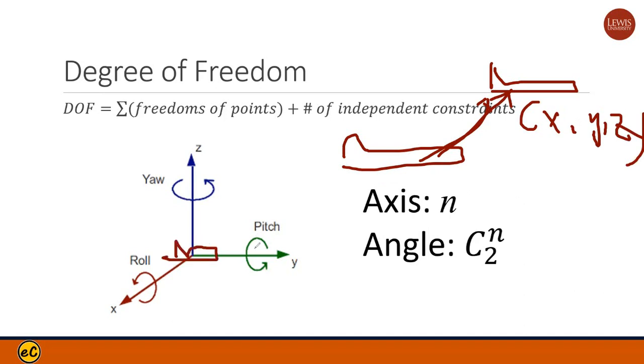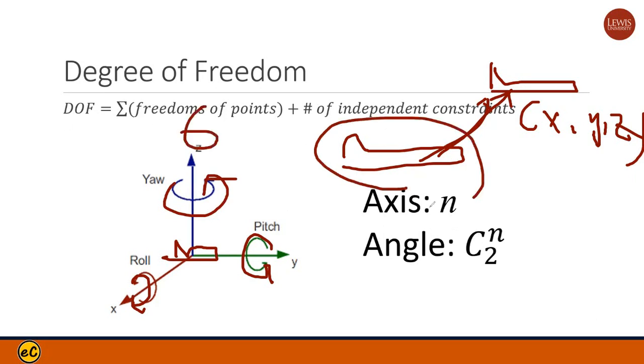You may do pitch. Pitch is rotation along the y-axis. Roll is rotation along the x-axis. Yaw is the rotation along the z-axis. So basically, you will have 6 degrees of freedom, even though your airplane is a rigid body. Because of the position or location of your airplane, x, y, z, and then the orientation of this object, another 3 degrees of freedom, because you have the pitch, roll, and yaw.